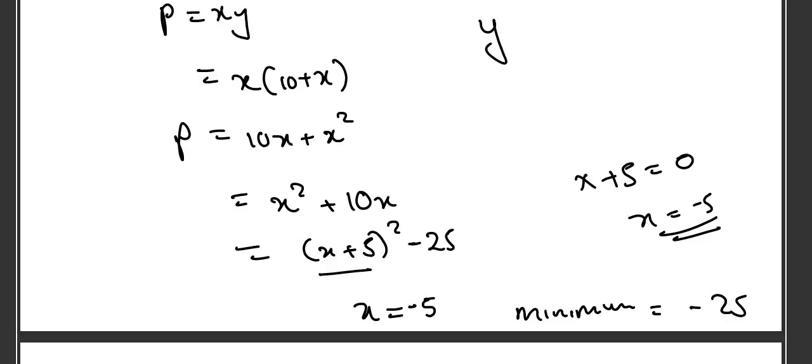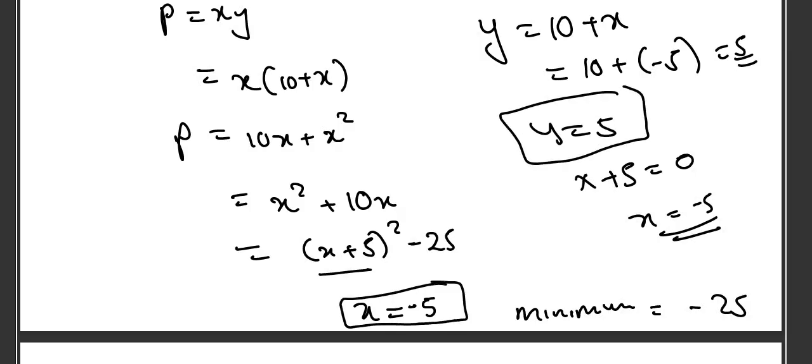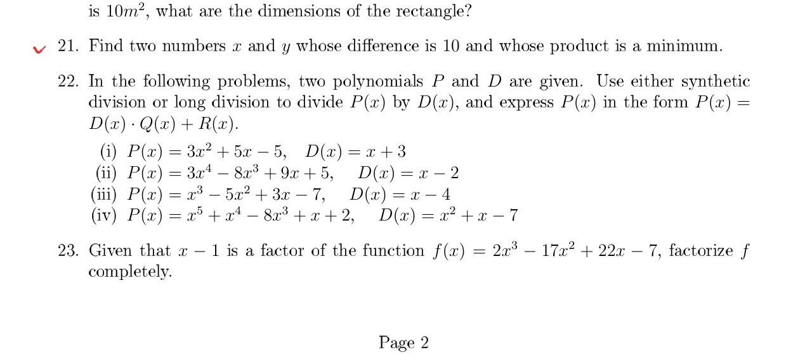Why? Because y is equal to 10 plus x. So you're simply saying 10 plus negative 5, which is just a 5. So y is equal to 5, that's what you get, and x is equal to negative 5. When you multiply these two, you get negative 25, the one which is outside. So that's how you handle your number 21.